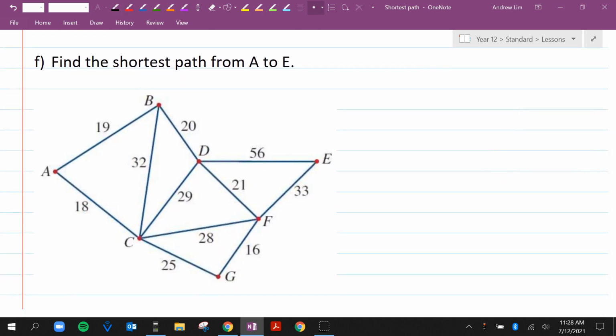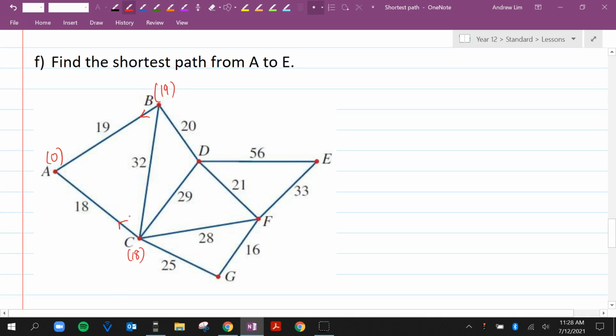Right, question F. Find the shortest path from A to E. Pause the video. Have a go. Alright, so we know A is 0. B is going to be 19 from here. C is going to be 18 from here.